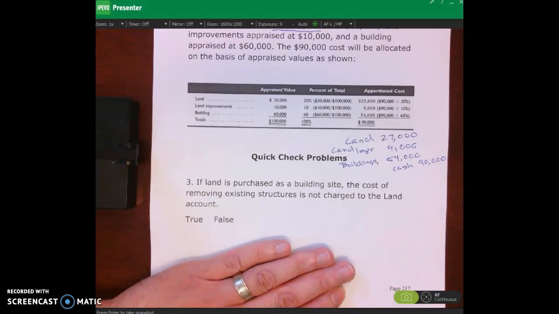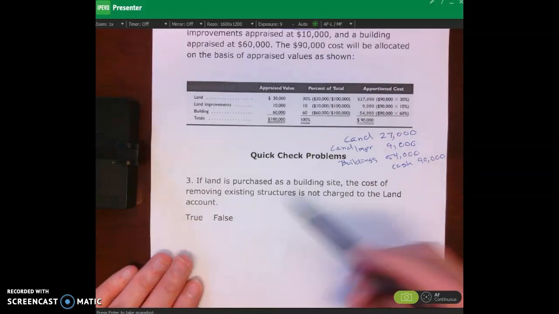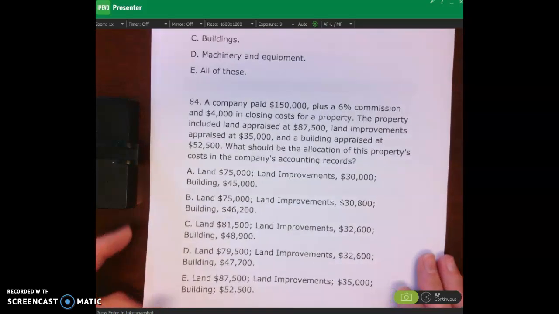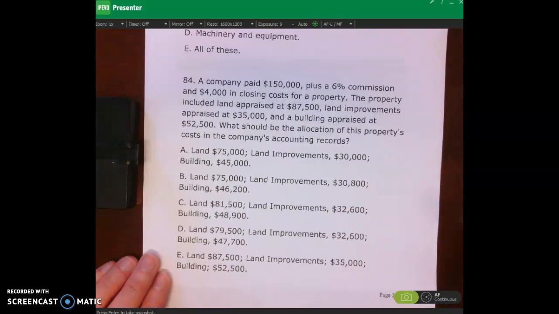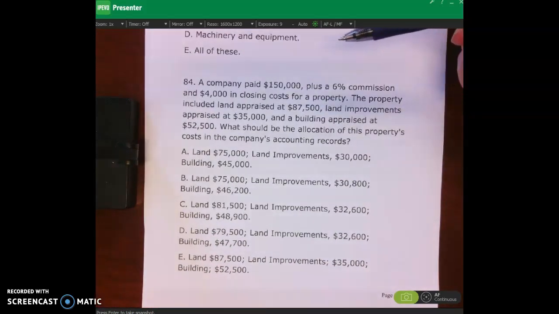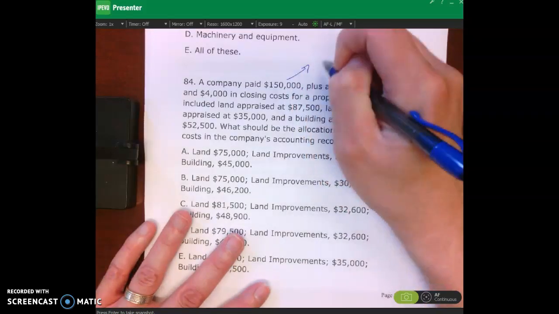All right. So what I want you to do now is do this quick check problem here, number 3, number 82, and number 84. I do want you to look at number 84. Let me comment on this really quickly. It says they paid $150,000 plus 6% commission.